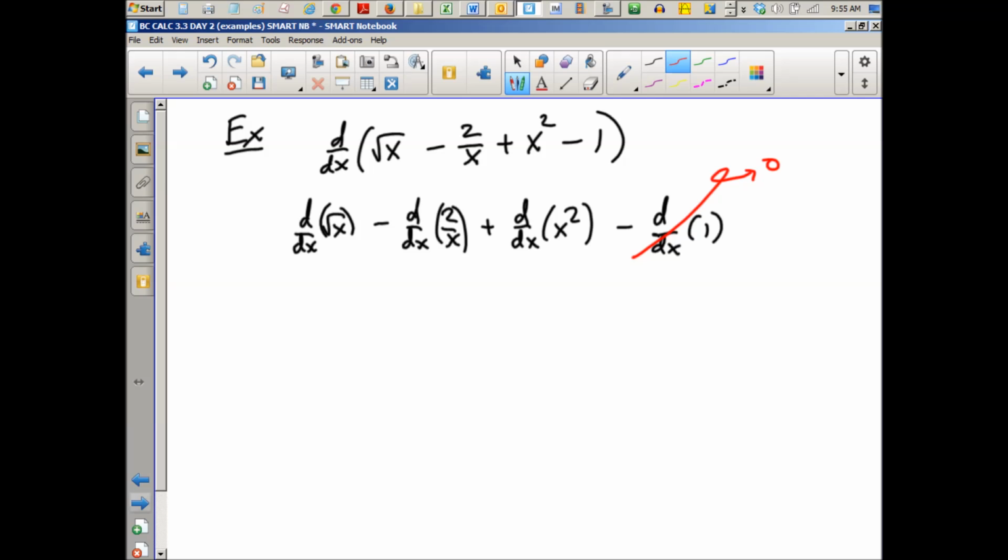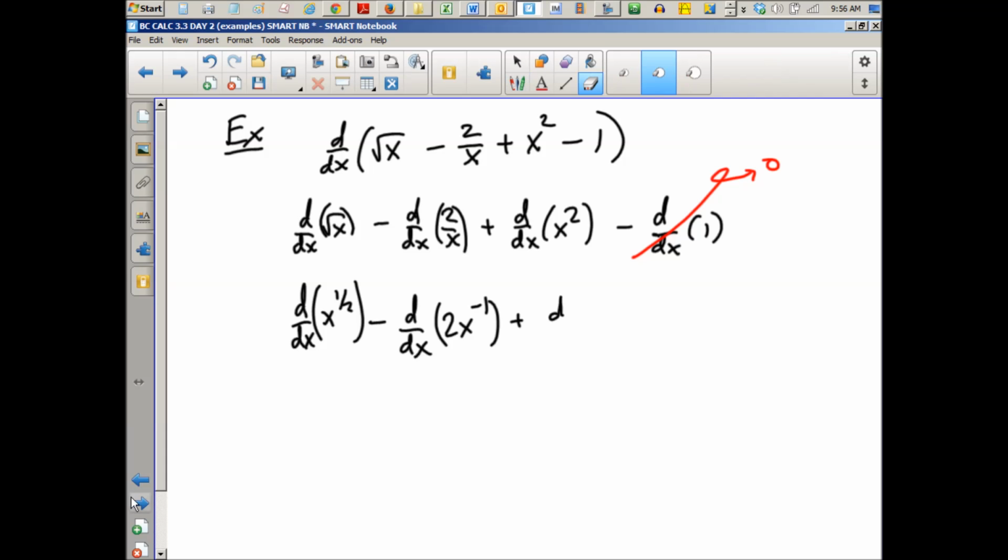Okay, then let's go through here and write this as x to the half, and we'll write 2 over x as 2 times x to the minus 1. And as you know, the derivative of x squared is simply 2x by the power rule. We bring the power down to the front and then take away 1 power. So this just becomes 2x to the first.